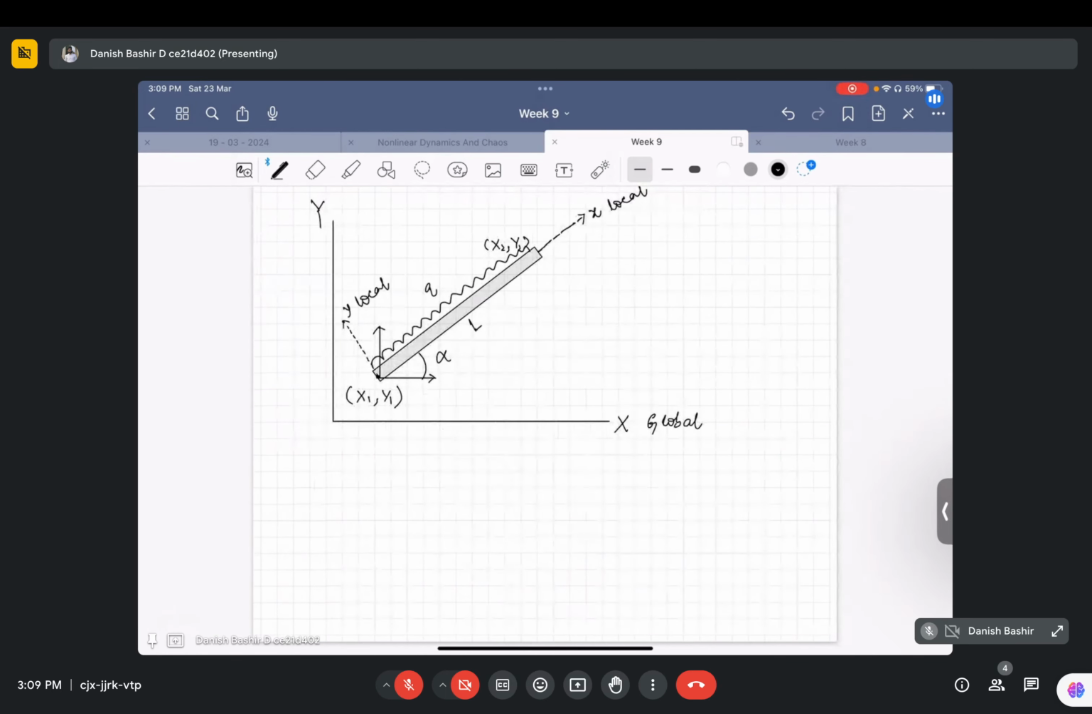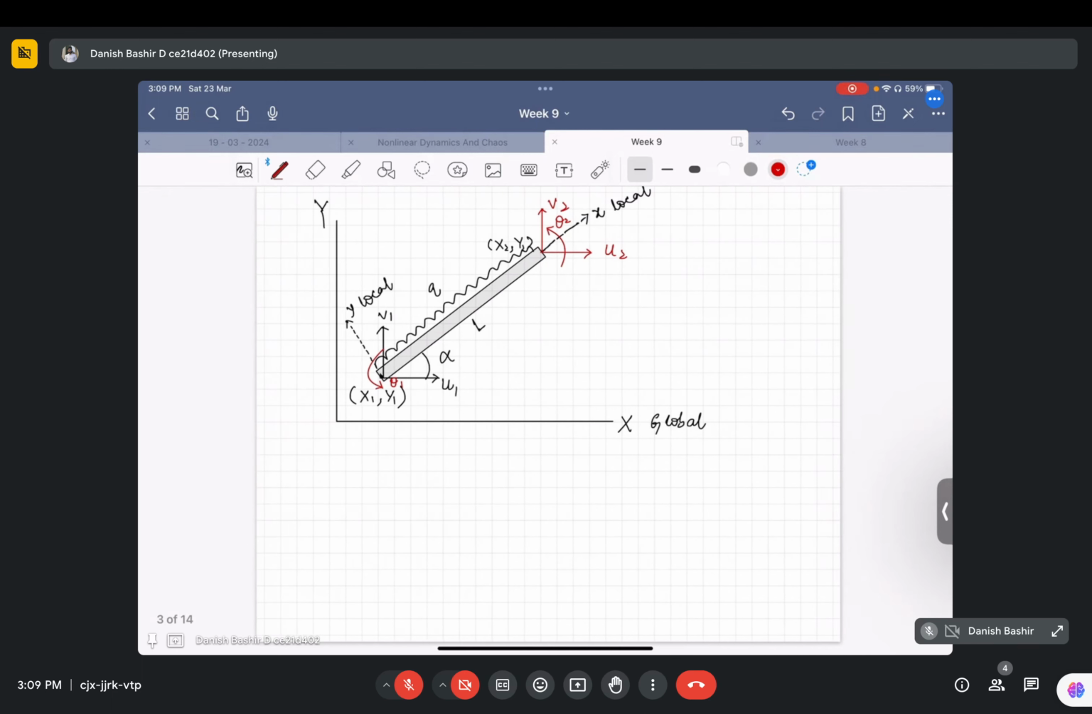Plane frame element is having a length of L, so we will be writing its degrees of freedom. The degrees of freedom will be U1, V1, and one more degree of freedom, theta 1. Okay, we'll write it with a different color. Theta 1. Same will be U2, V2, and this is theta 2. These are the things. This is the plane frame element.